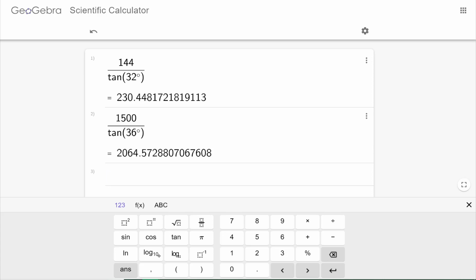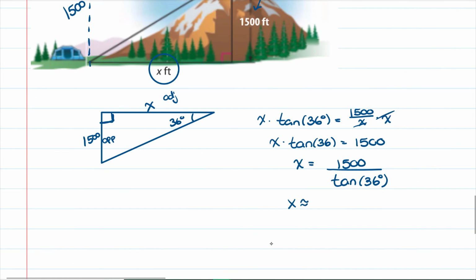And I get 2064.5. So x is about 2064.5 feet. And then I'm going to round it to the nearest foot. So 2065 feet.